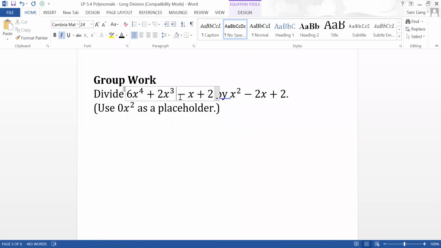In the homework you're going to see situations like that where some of the powers are quote unquote missing, right? There's no quadratic or linear coefficient. So you want to use placeholders to keep everything organized. Technically you don't have to, but I find it to be a lot more helpful if you do that.